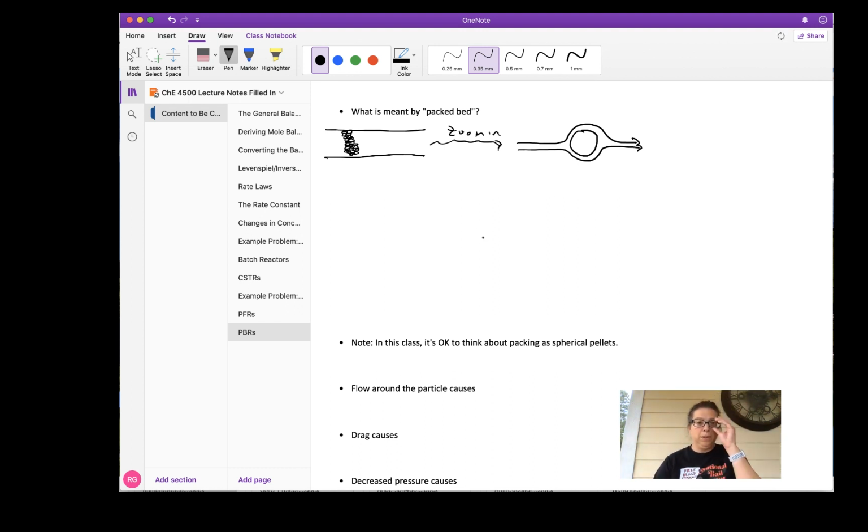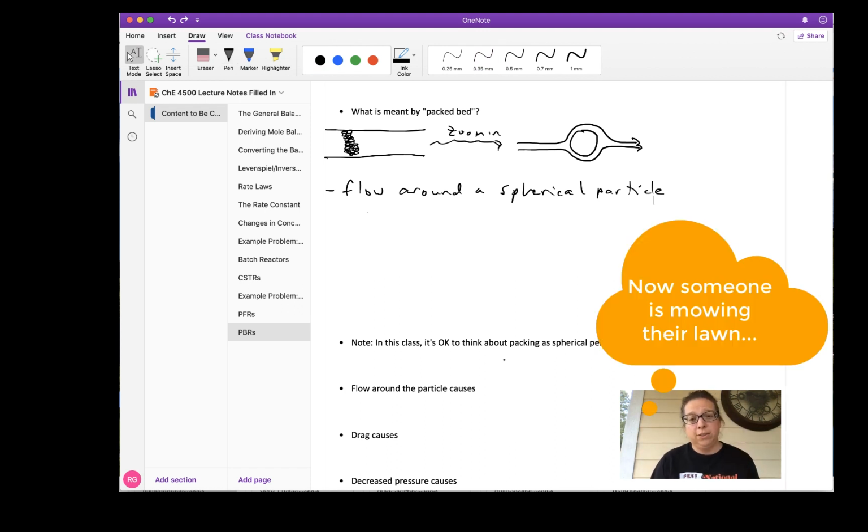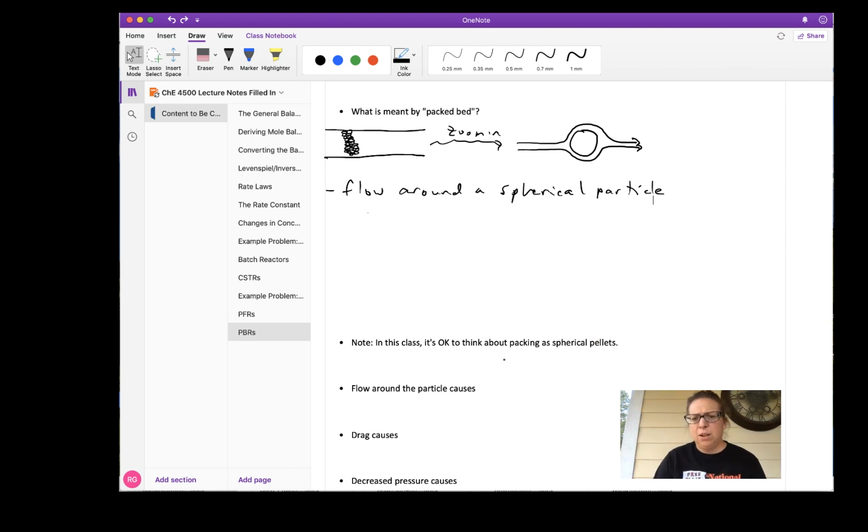So you probably saw problems such as this in your fluids class. We're going to call this flow around a spherical particle. In reality, there are a variety of different shapes that the catalyst pellets can assume. In this class, it's perfectly acceptable to think about them as spheres. If you were to get into graduate reactor design, you might look at different shapes. In this class, the spherical model is perfectly good for thinking about what this packing looks like.